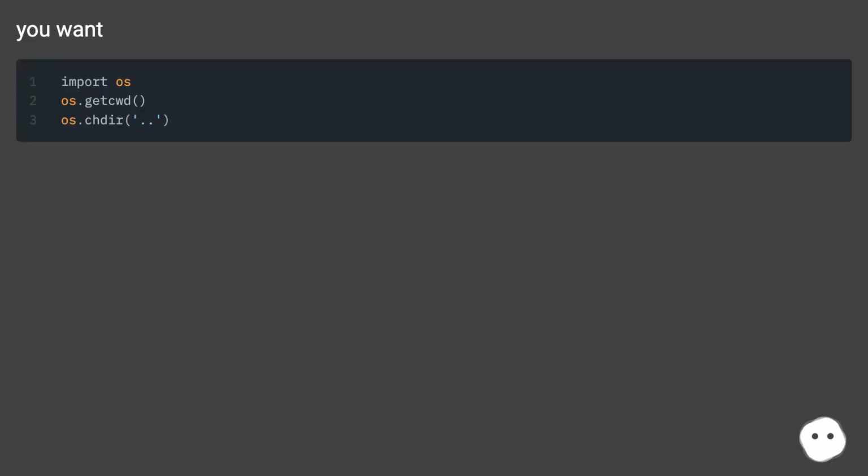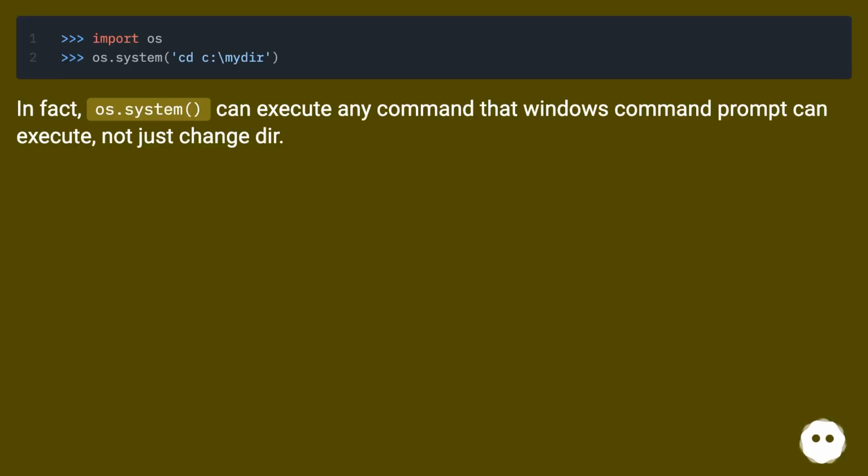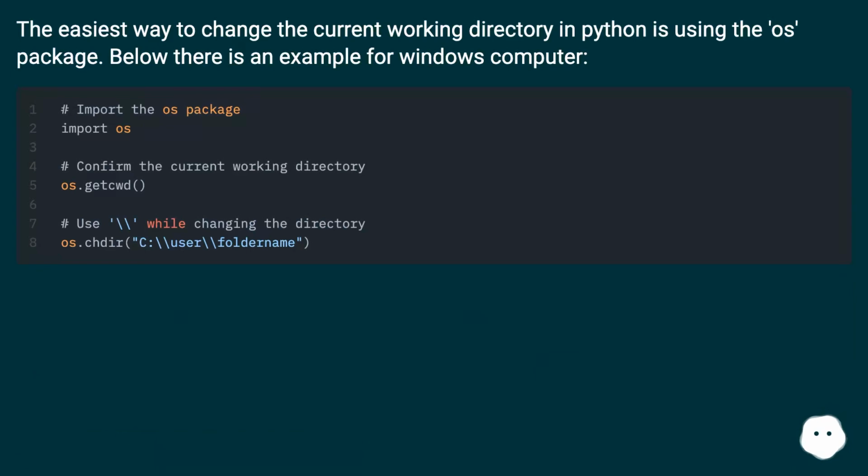You want. In fact, os.system can execute any command that Windows command prompt can execute, not just change dir. The easiest way to change the current working directory in Python is using the os package. Below there is an example for Windows computer.